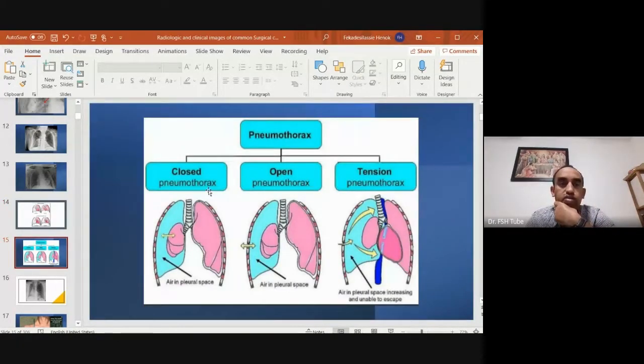Okay, very good. So pneumothorax could be closed pneumothorax, open pneumothorax, or tension pneumothorax. Closed means, like with a rib fracture, there is a puncture to the lung, but there is no communication with the external outlet. Open pneumothorax means there is a penetrating trauma, there is an open wound, so there is a communication with the external outlet. So even though there is no puncture to the lung, air is coming from the atmosphere. Tension pneumothorax, like I said, is when air is allowed to go in but not allowed to come out, then the patient develops tension pneumothorax, okay? The air in the pleural space keeps increasing and is unable to escape, and tension develops.